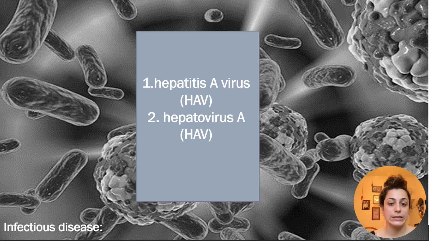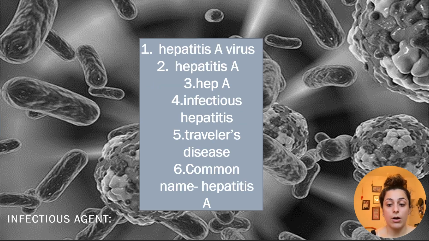So, the infectious disease hepatitis A is officially known as hepatitis A virus or hepatovirus A due to its classification as a hepatovirus. There's four different common names, though, which are Hep A, hepatitis A, infectious hepatitis, and traveler's disease. The most common name is hepatitis A, which I will be using throughout this presentation.